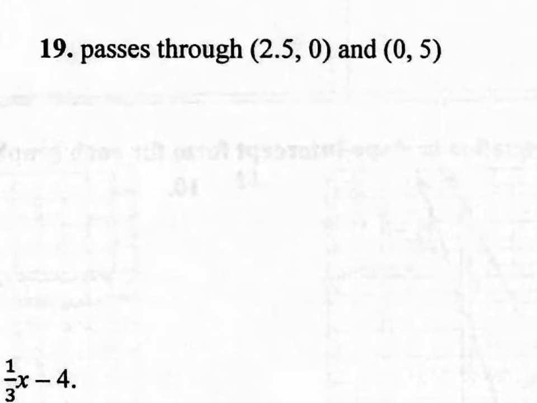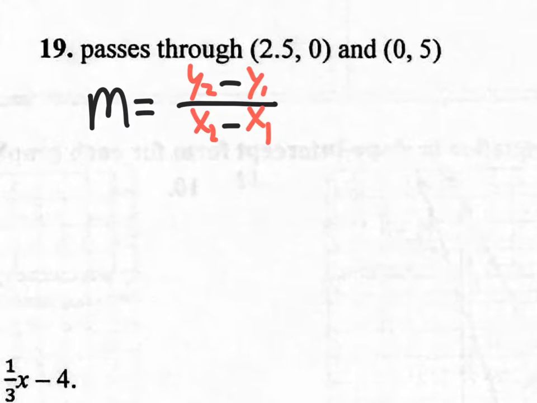Okay, so what's the only thing that we know how to do with 2 points? The formula. Let's find slope first using the slope formula. So the slope formula is m equals y2 minus y1 over x2 minus x1. And of course, we're going to get those x and y values from these coordinates. Okay, so let's find the slope.